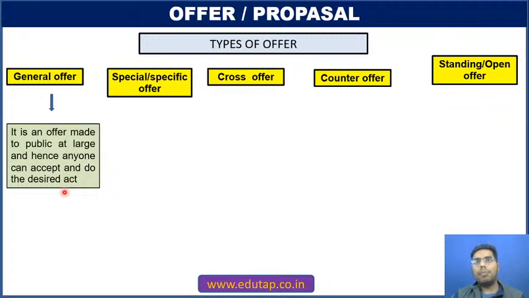This is not made to a specific person. Anyone who finds the person, that means he's in a contract with the person who has given the pamphlet, and if he finds the missing person, he can get the amount of 1 lakh rupees. So this is a general offer.